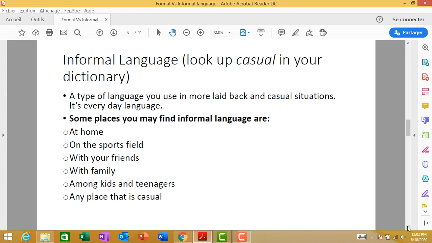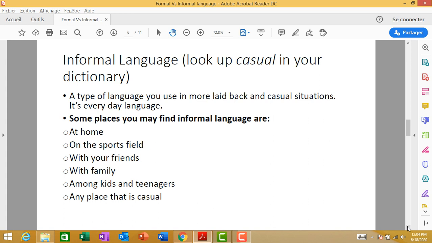If I wanted to sound formal here, instead of saying "look up casual," I would have said "research" or "search casual in your dictionary." So informal language is a type of language you use in more laid back and casual situations. Laid back means serious. No, laid back, sorry. Laid back means relaxed. It's the opposite of serious, actually. It's everyday language.